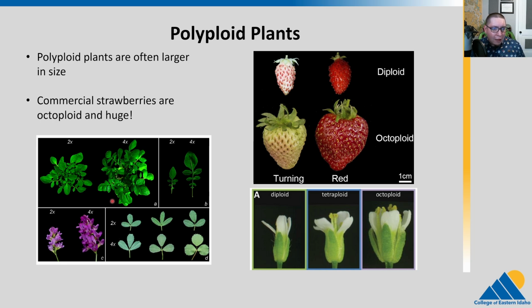Here we have, I think maybe this is alfalfa or something, some sort of animal feed, roughage. We're looking at a diploid, and then the tetraploid here is much bigger, right? You can see this clover here. We're getting a much larger size in the tetraploid here. Even in Arabidopsis, the tiny little weed that we study, here's a diploid, here's a tetraploid, here's an octoploid. You can see an increase in size here.